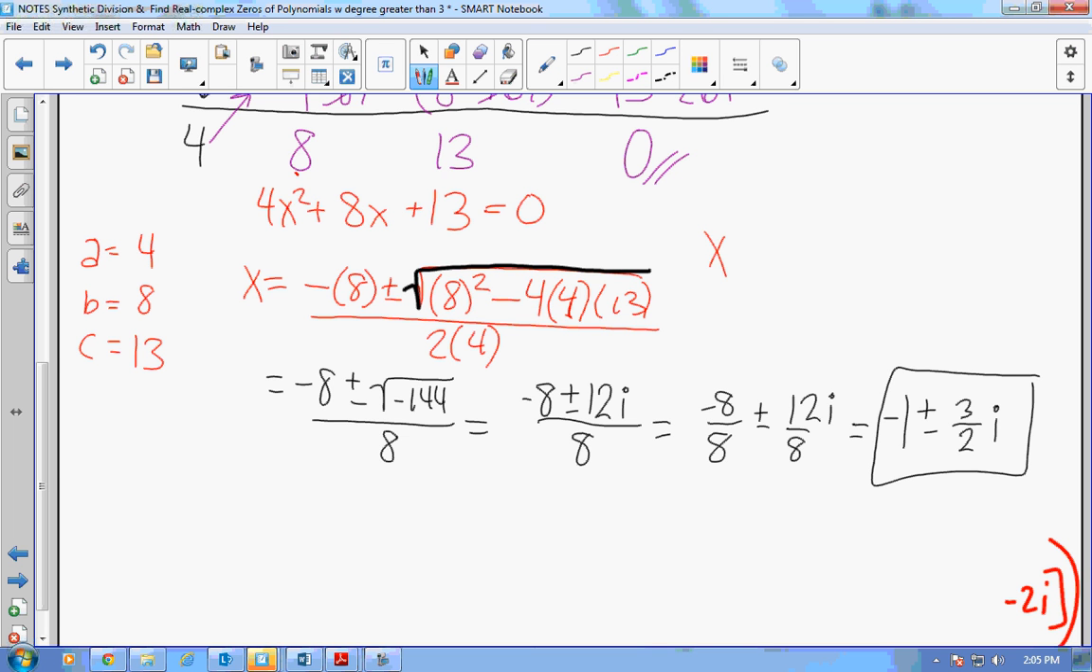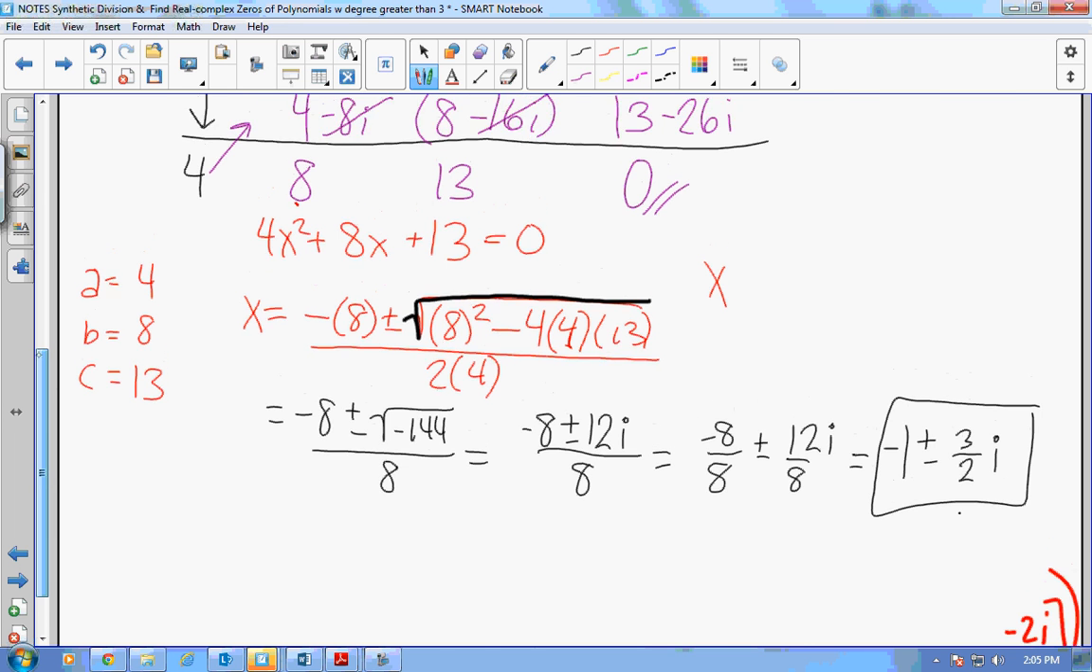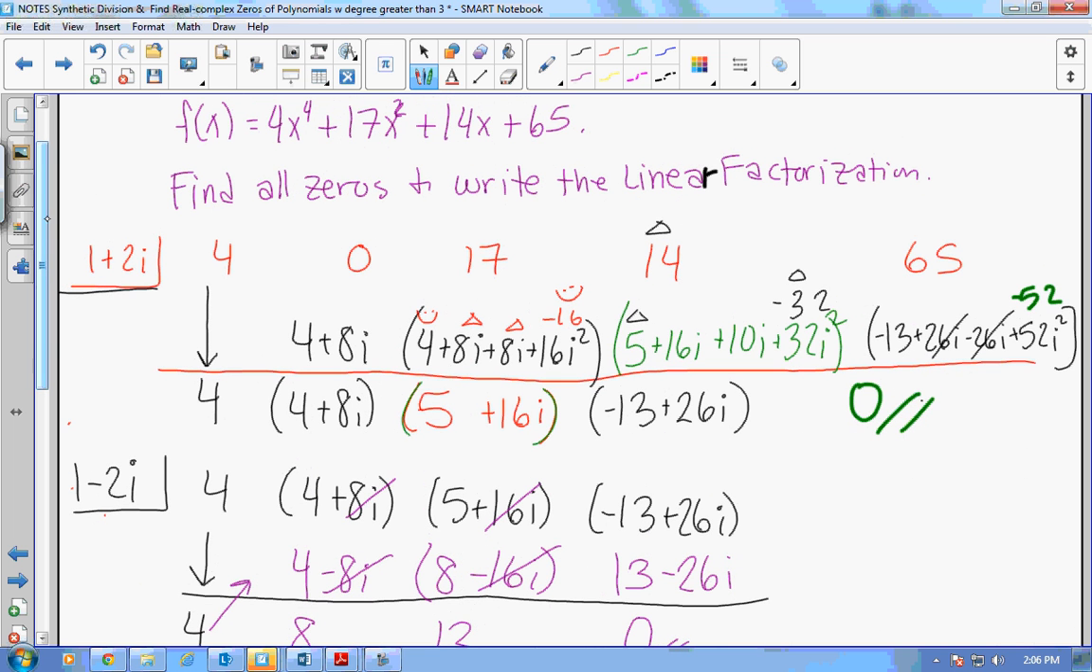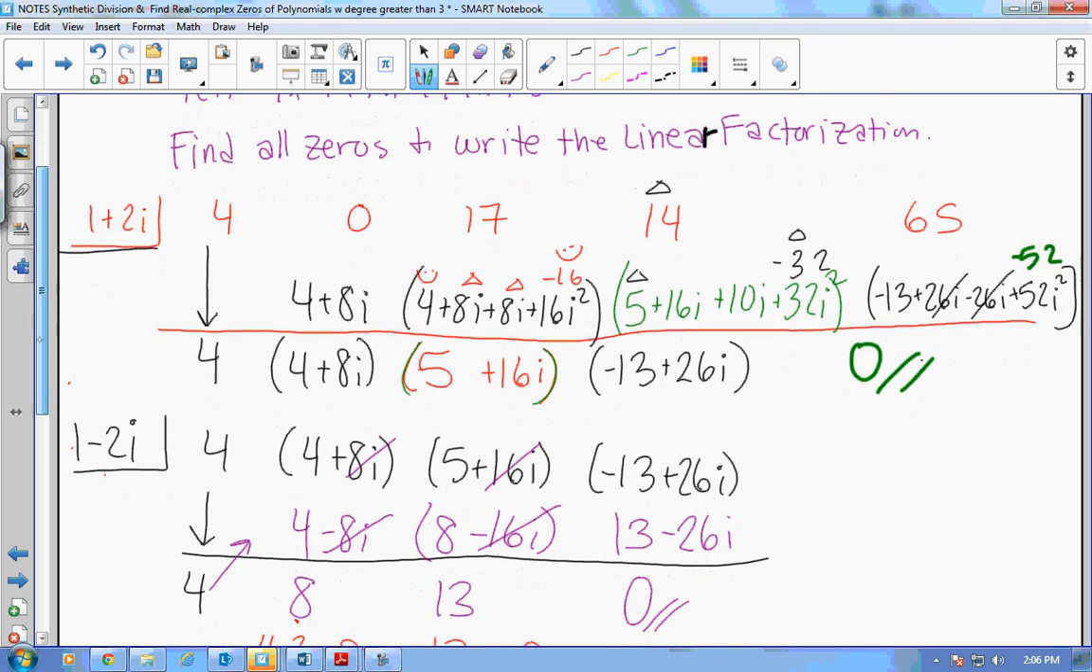We already know we use quadratic formula, so it works. So we have 2 here. Wait, we're not done. We have to write the linear factorization. 1 here, that makes 3, and 4. Make sure you have all of them. It's a 4th degree, and we have 4. We're going to write the linear factorization now.